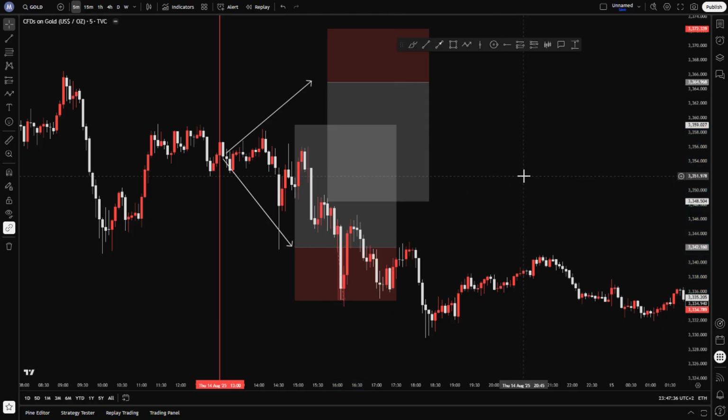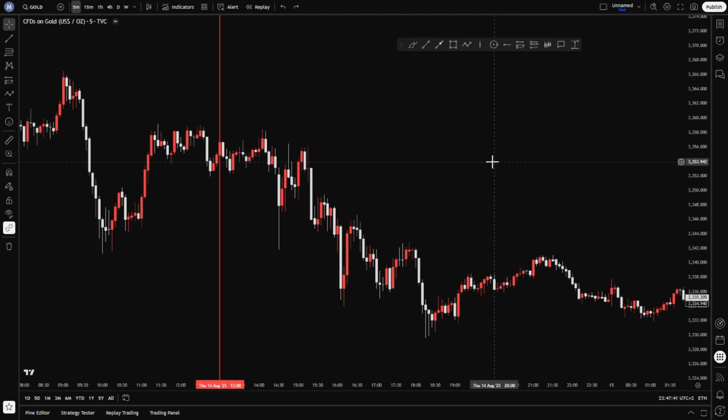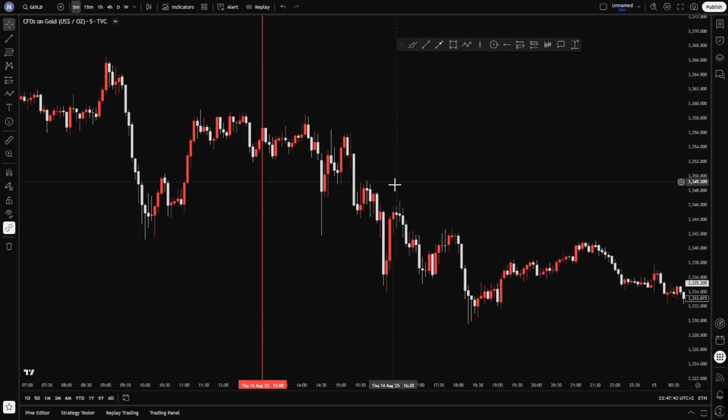For me, as a technical trader, I use support and resistance to enter my trades. I don't just follow the bias blindly. I wait for price to react at these key levels first. In a moment, I'll show you exactly how I mark these zones and how I decide when to pull the trigger, so you can follow along and apply it yourself.